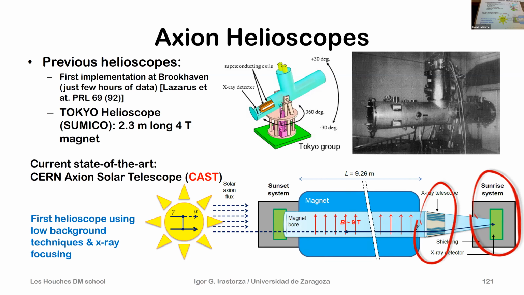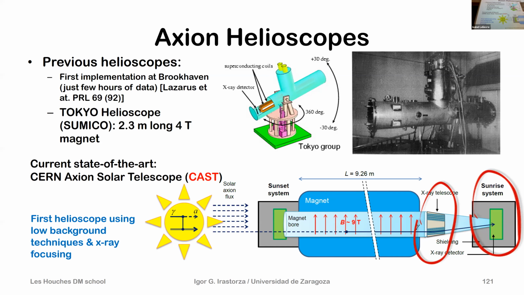So basically, the idea of this helioscope is what I just mentioned. Have a strong magnet, which is of the same type as in the light shining through wall, because the length is important. But the innovation of CAST with respect to previous implementations of this idea is the use of X-ray optics. I would say a few more words about it, because this is one example of a technology that is not typically used in particle physics, but there has been a lot of development of this equipment for X-ray astronomy. So it's a connection with this discipline.